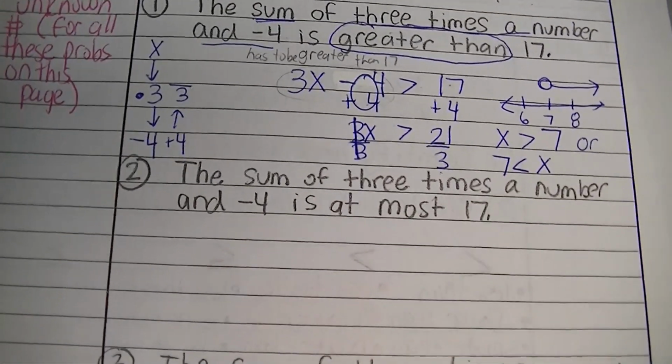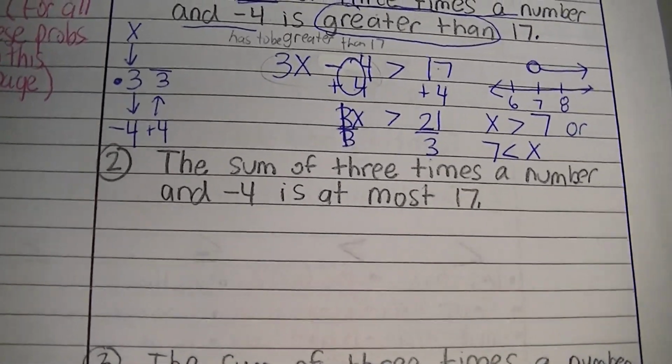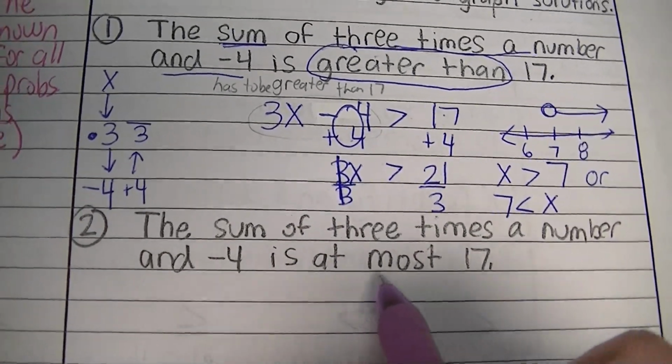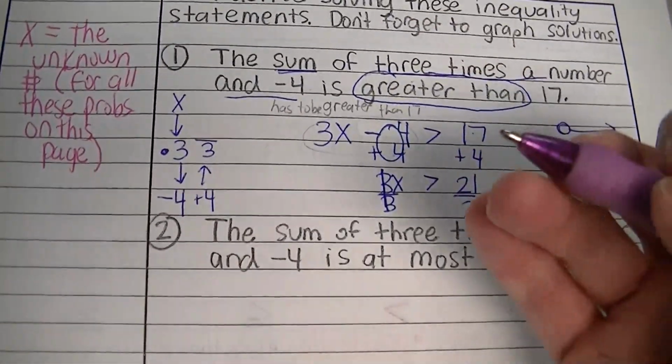Okay, the next one. And remember, please pause the video as you go through this so that you can get some practice in. So the sum of 3 times the number and negative 4 is at most 17. So again, we were using the variable of x to represent that unknown number.